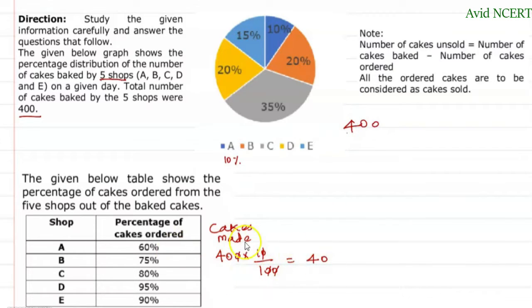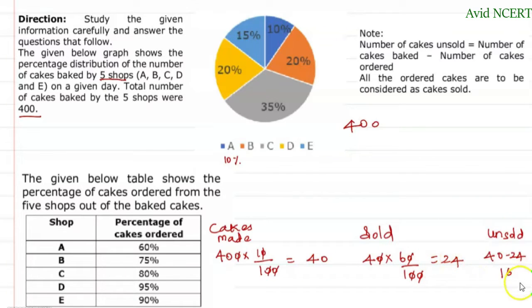And out of these 40 cakes, 60% were ordered, which is sold. So 60 by 100 of 40, the zeros get cancelled, just 6 times 4 is 24. Out of the 40 cakes they made, they sold 24 cakes, which means the unsold cakes are 40 minus 24, which is 16. So 16 cakes were unsold. This is the data we are going to find for the rest of the shops.